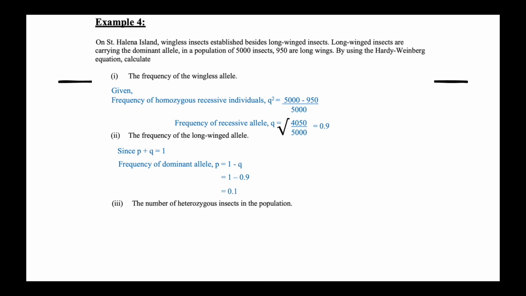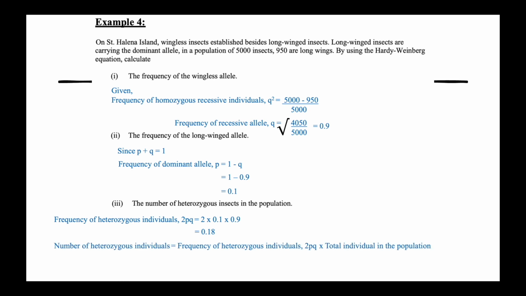The third question is asking you to find the number of heterozygous insects in the population. We can first find the frequency of heterozygous individuals in the population, 2pq, simply by multiplying 2 by 0.1 by 0.9, giving you the value of 0.18. To find the number of heterozygous individuals, we simply multiply the frequency by the total number of individuals in the population. In this case, 0.18 by 5,000, giving you the value of 900 individuals.